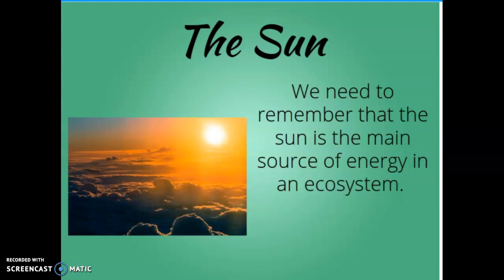All right, here we go. We have got to first off start with the sun. The sun is the very beginning of the energy that moves through the ecosystem. And I know that we all remember that. The sun is what gives the energy to the producers. The producers use the sun to make their own energy.